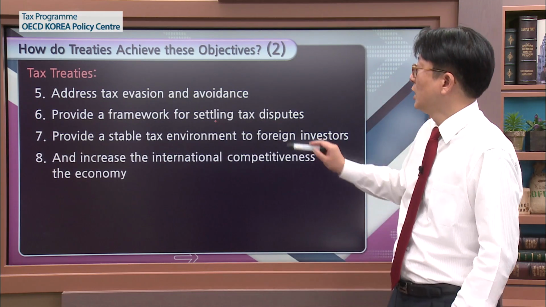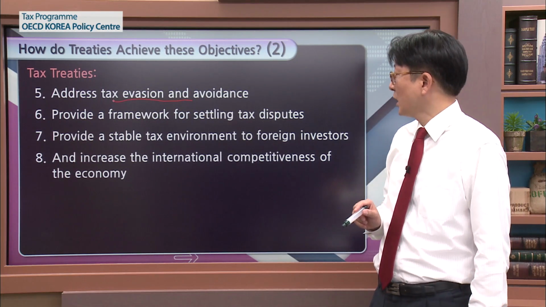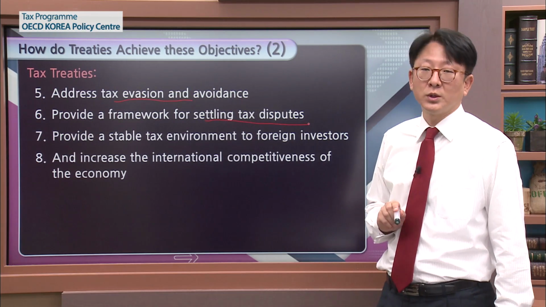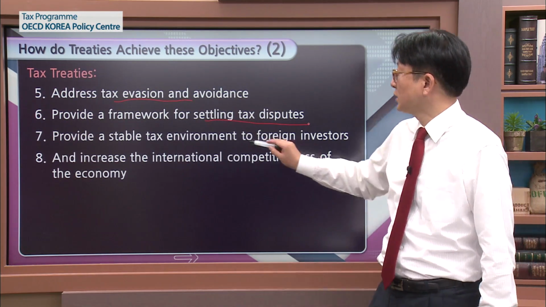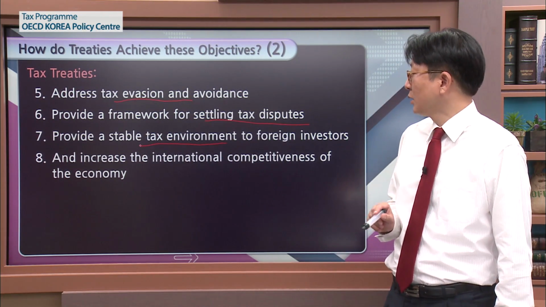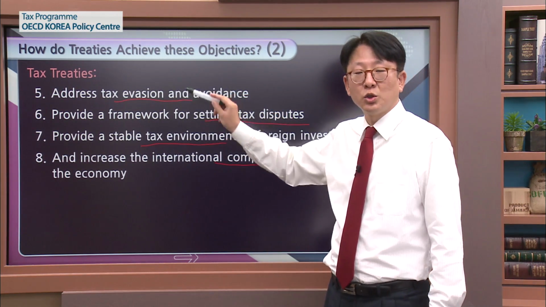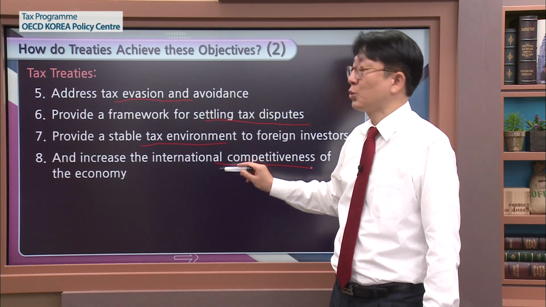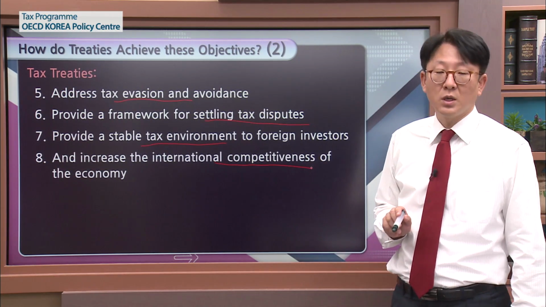And the second issue is tax evasion, addressing tax evasion and tax avoidance. And it provides the framework for settlement of tax disputes and provides a stable tax environment to foreign investors. By providing such instruments, tax treaty can increase the international competitiveness of the economy.